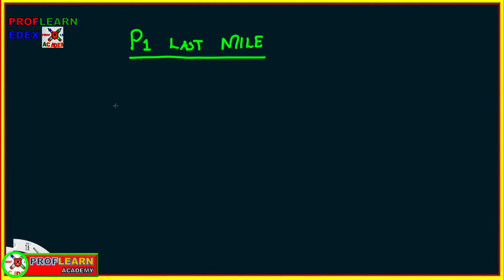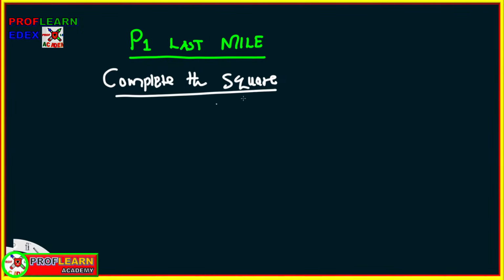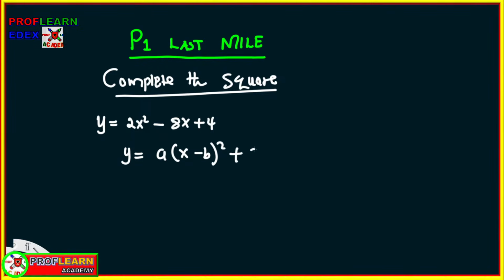Okay, so another concept that you need to master as far as this exam is concerned is the concept of completing the square. So as far as completing the square, you may be given a function, y is equals to 2x squared minus 8x plus 4. And you are supposed to express this in the form y is equals to a into x minus b squared plus c.